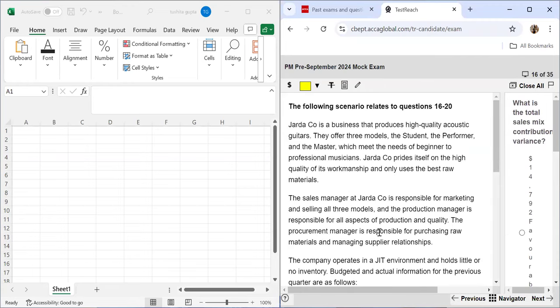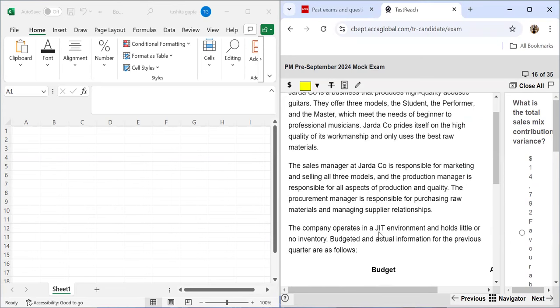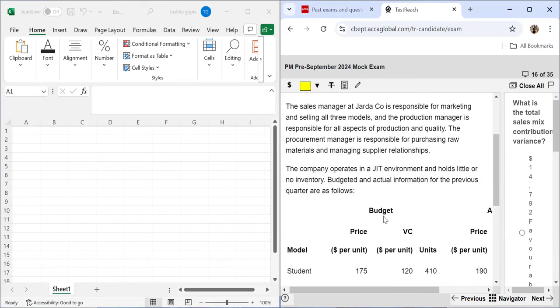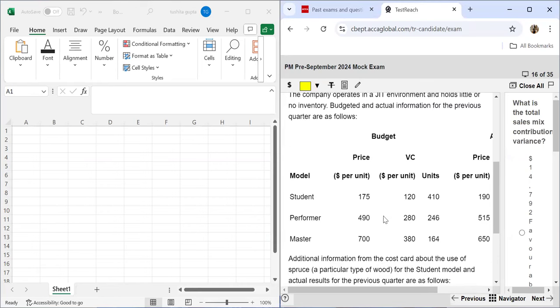So Jarda Company is a business that produces high-quality acoustic guitars. They offer three models, the student, performer, and the master, which meets the needs of beginner to professional musicians. Jarda Company prides itself on the high quality of its workmanship and only uses the best raw materials. The sales manager at Jarda is responsible for marketing and selling all three models, and the production manager is responsible for all aspects of production and quality. The procurement manager is responsible for purchasing raw materials and managing supplier relationships. The company operates in a JIT environment and holds little or no inventory. Budgeted and actual information for the previous quarter are as follows.